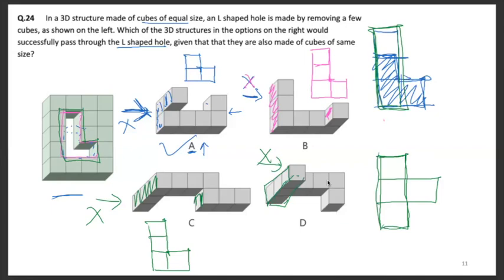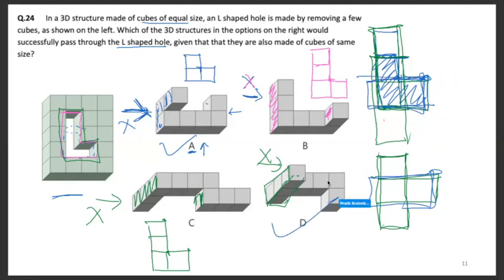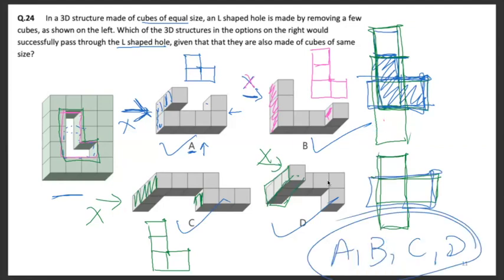Then I am going to slide it. Once it passes through, I will slide it like this. And then this lower part, I will draw it in a different color so it's easy for you to see. This part, I will take out from here once I have done that. So D is also possible. So the correct answer in this case is A, B, C, and D. All four are correct in this case.